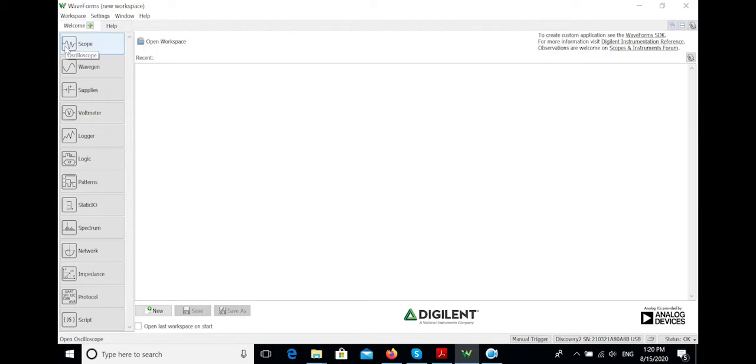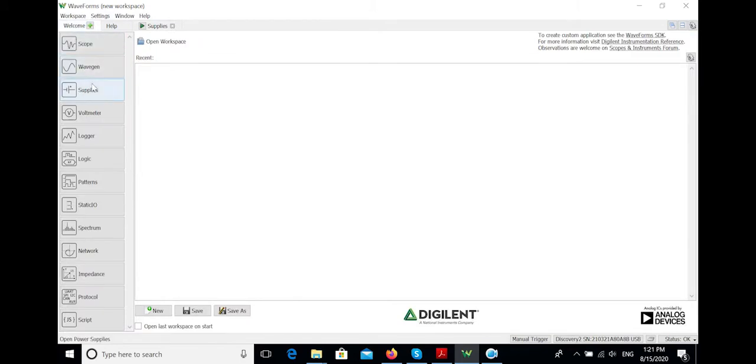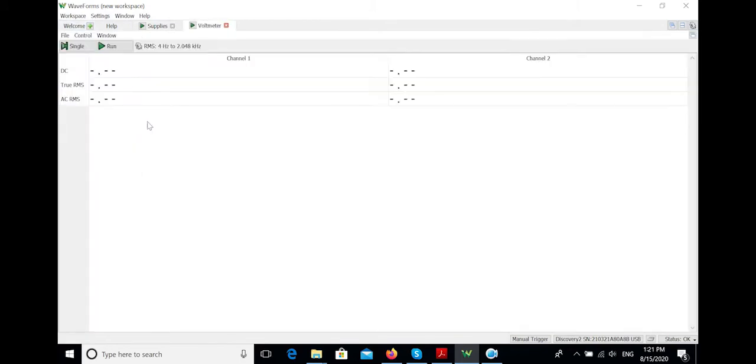Waveform software. First, you need to make sure that the supplies are correct. Positive, as I said, and negative needs to be negative 4. Then you need the multimeter or voltmeter. For this part, because we are just going to measure DC values, these settings apply, and I'm going to run the voltmeter.